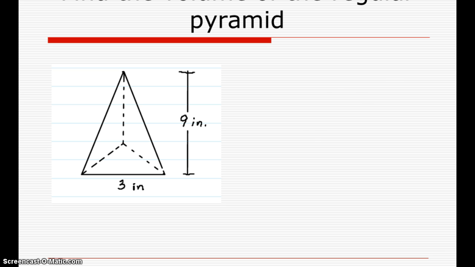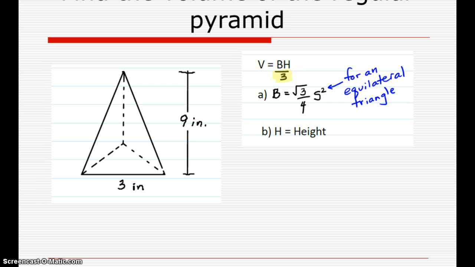Now that's a regular triangle, so we're going to have to use that special formula. And that would be the square root of 3 divided by 4 times side squared.